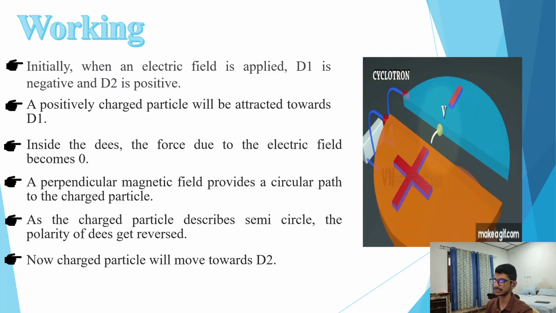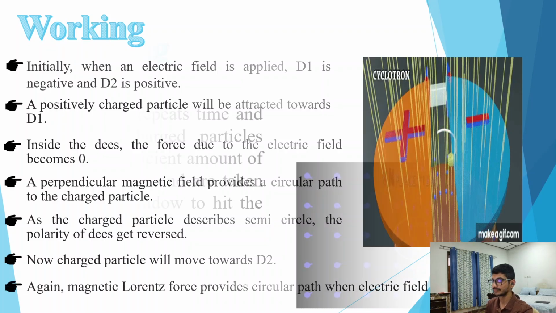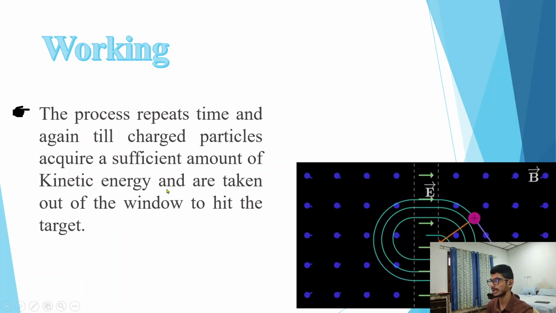This process repeats time and again till the charged particle acquires a sufficient amount of kinetic energy and is taken out of the window to hit the target. This is what happens inside a cyclotron. Look, here is the positively charged particle starting to move in the circular orbits.